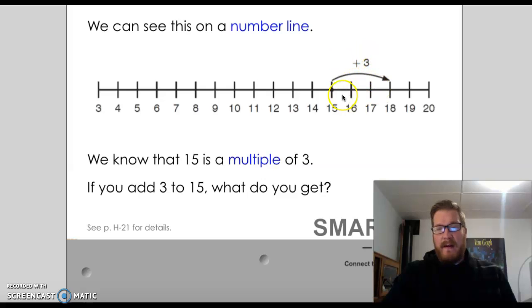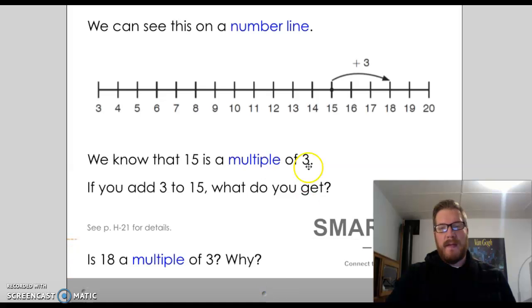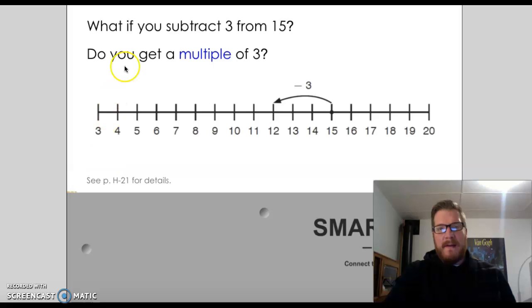Now we can see this on a number line, right? So if we start at 15, which we know is a multiple of 3, then we move ahead 3. In other words, we add a multiple of 3 to that number, and we get up to 18. We know then that 18 is also going to be a multiple of 3 because we've just added one more 3. Also, we know then that 3 is going to be a factor of 18, which is very handy.